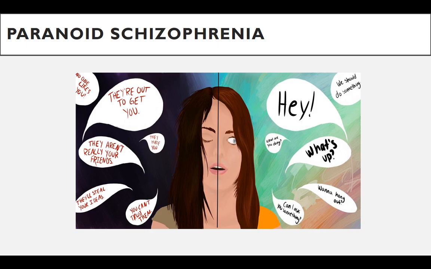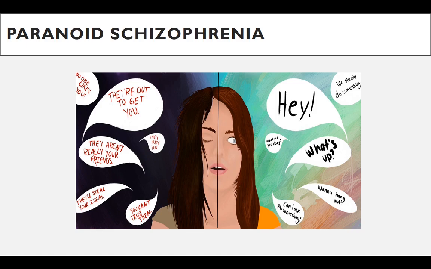Okay, my mind will tell me, no one likes you. They're out to get you. They aren't really your friends. They hate you. They'll steal your idea. You can't trust them. So these are the thinking or the control, and these will influence my behavior. These are all suspicious, paranoid thinking or beliefs, which control me because I think nobody likes me.